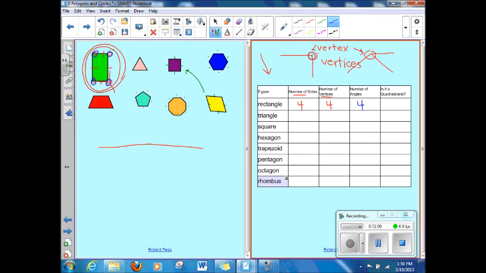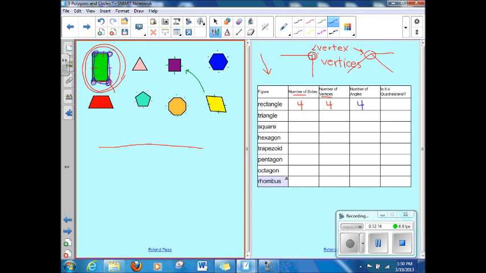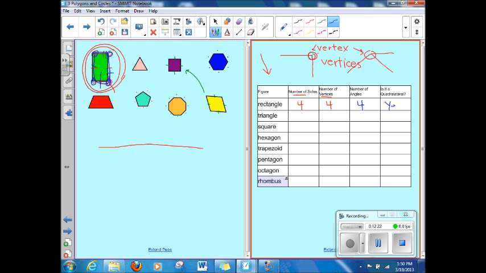And is it a quadrilateral? Well, let me think now. A quadrilateral is a polygon. A polygon is a flat figure. Yes, it's flat. It's got to be closed. Yes, it's all closed in. It has straight sides. Oh, yes, it's a polygon. And does it have 4 straight sides? Yes, it does. So then I'll just write the word yes right here.